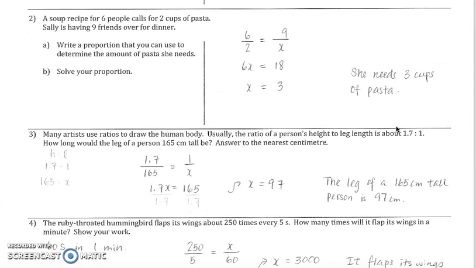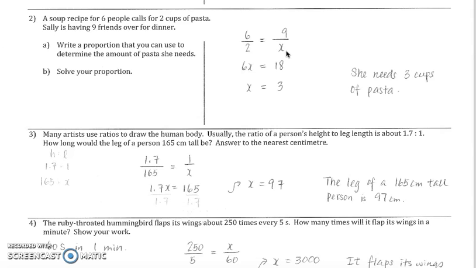Number 2. A soup recipe for 6 people calls for 2 cups of pasta. Sally is having 9 friends over for dinner. So the proportion that we can use is 6 people compared to 2 cups of pasta, so 6 over 2. What is this equivalent to? It's equivalent to 9 people over x cups of pasta.